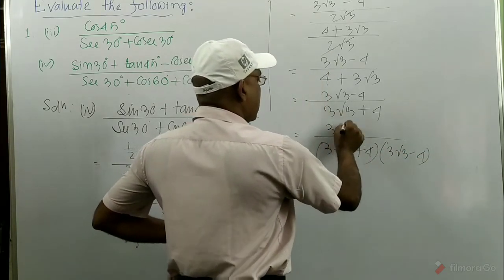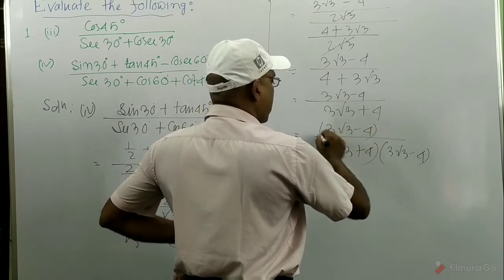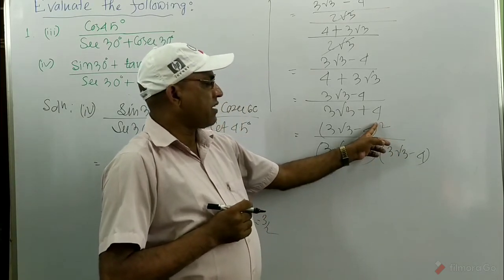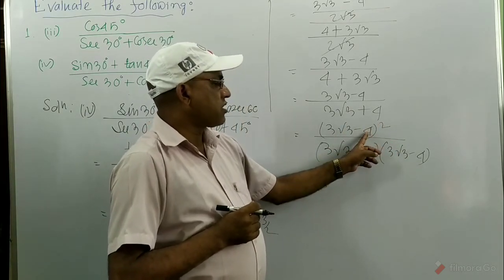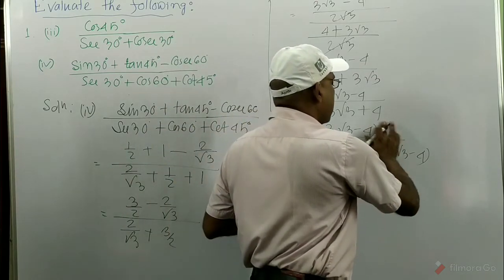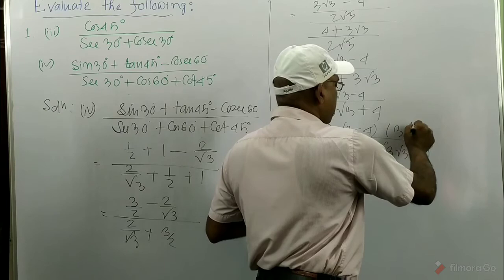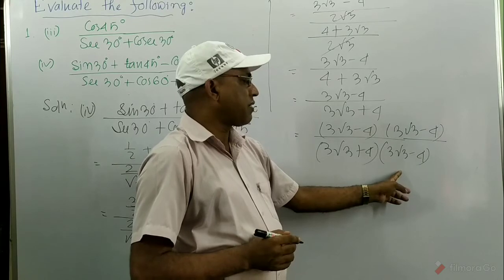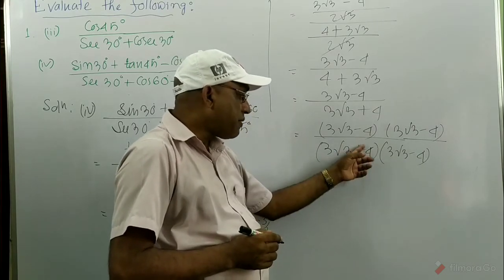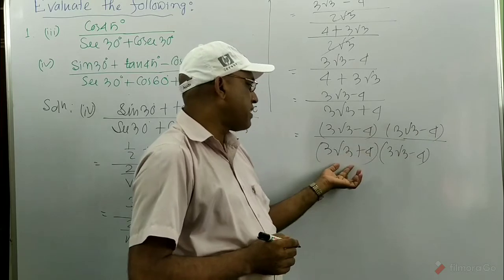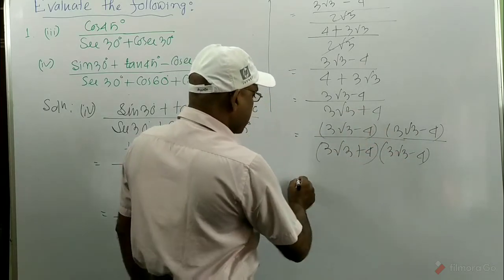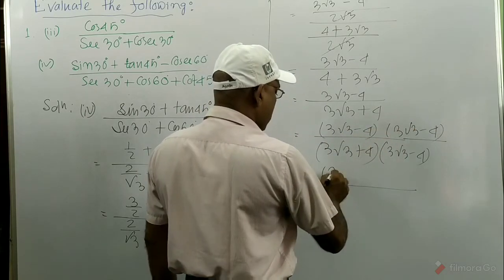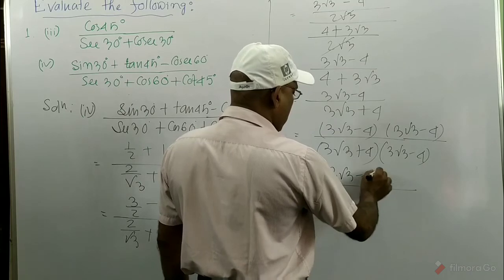So here 3 root 3 minus 4 we can write as a whole square. Here we write one term, and here we multiply by another 3 root 3 minus 4. So we write an extra term in numerator and denominator, multiplying by the opposite sign. If it is plus, we multiply by minus. If it is minus, we multiply by plus. So in the numerator, 3 root 3 minus 4 whole square.